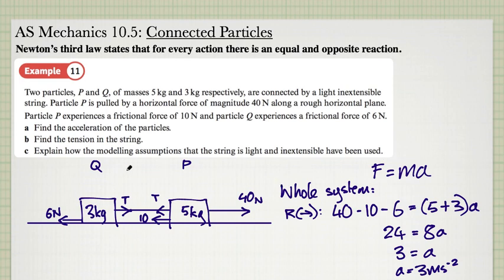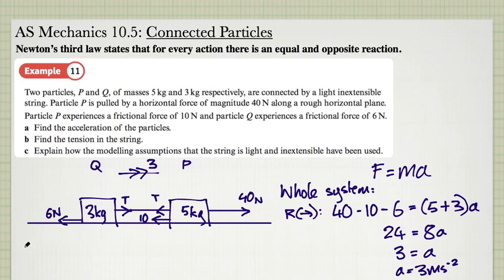I can mark that in here as an arrow this way. The whole thing is accelerating at 3 meters per second squared. And that's going to be useful for me for working out the other things in part B and C. So finding the tension in the string. To do that, I need to isolate this particle Q, or P, but I'm going to choose Q because it has less forces acting on it.